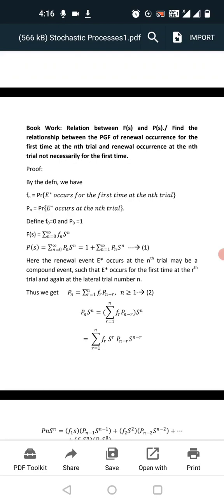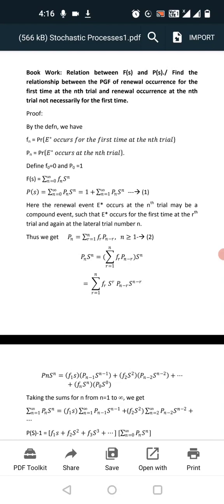Next, the renewal event E star occurring at the nth trial may be a compound event, such that E star occurs for the first time at the rth trial and again at the later trial, which is denoted by n. Thus p_n equals summation r equal to 1 to n of f_r p_(n-r), for n greater than or equal to 1. This is equation number 2. Next, we multiply both sides by s^n.